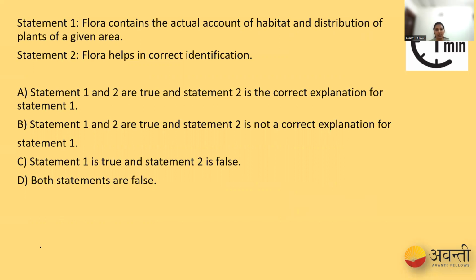C says statement 1 is true and statement 2 is false. D says both statements are false. So we have to find out the correct option. Statement 1 says the flora contains the actual account of habitat and distribution of the plants of a given area. This is absolutely correct because the flora contains the information about all the plants which are found in a particular area. For example, the flora of Delhi contains all the information about the habitat and distribution of the plants which are found in Delhi.